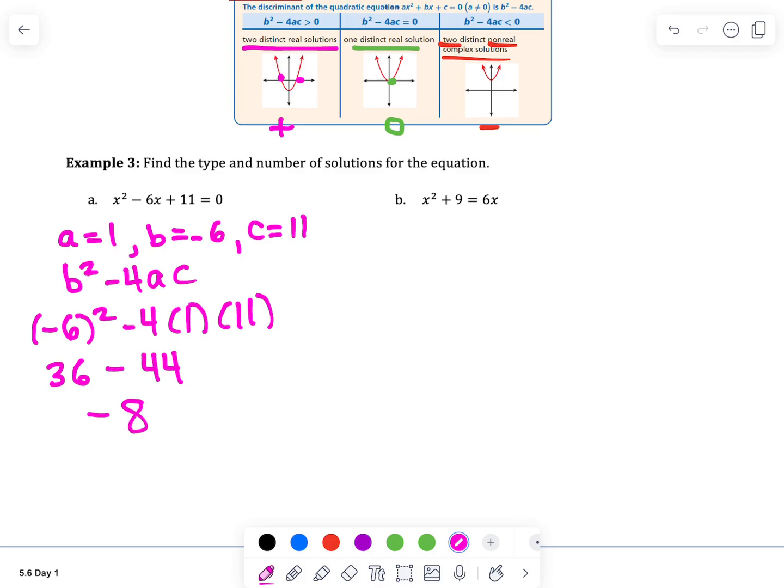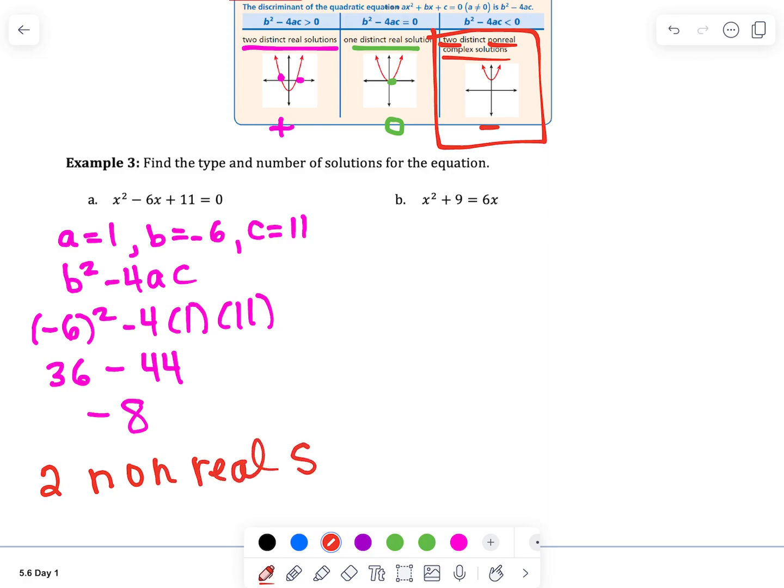So now let's look up in our chart. Our discriminant is less than 0. It's a negative number. So if we look at this scenario right here, that's telling us we have two non-real solutions. Because the discriminant is less than 0. It's a negative number.